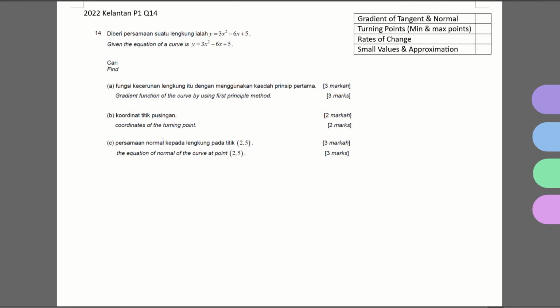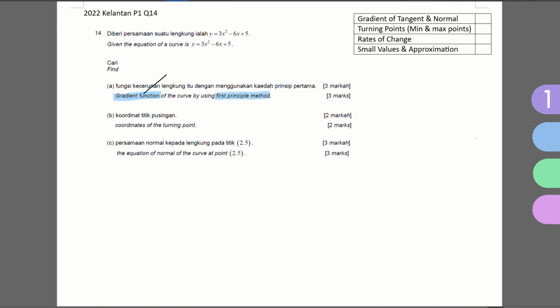So for today's video, we will look at a question from Form 5 Chapter 2, Differentiation. Before we begin, you can take a look and try it by yourself first. So for part A, what we can highlight is these two.